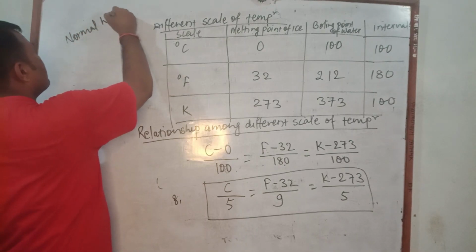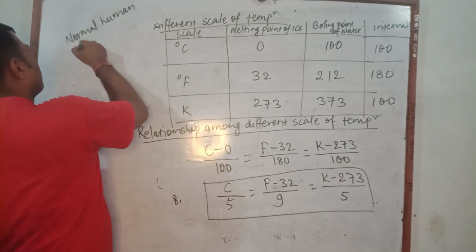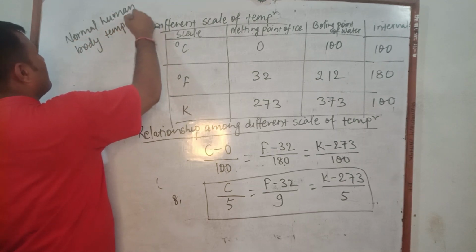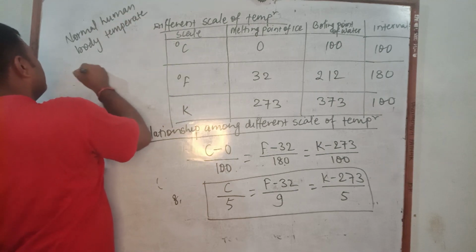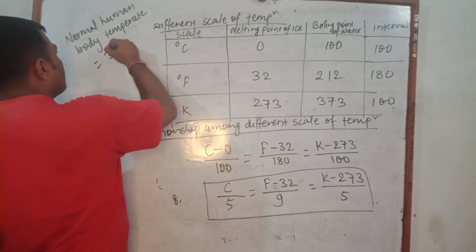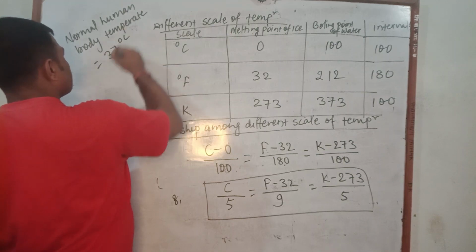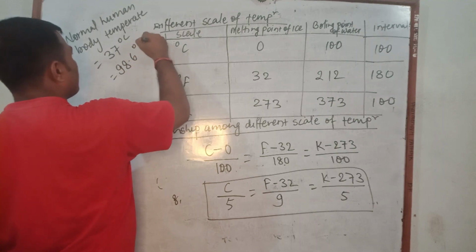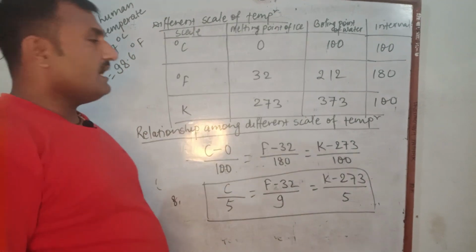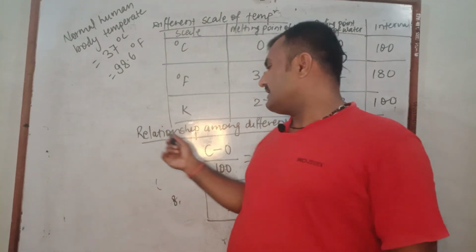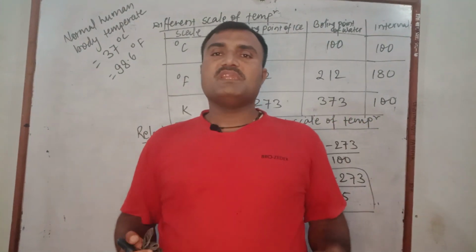normal human body temperature in degree Celsius is equal to 37 degrees Celsius and 98.6 degrees Fahrenheit here given. And we can convert degree Celsius into Fahrenheit by this relation.